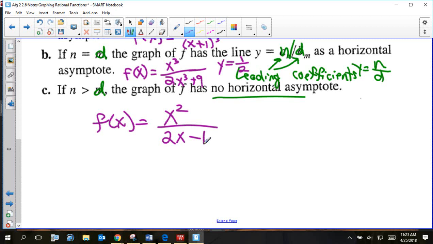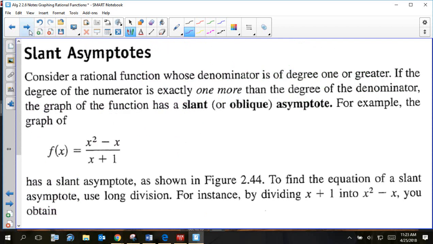Okay. So there's 3 scenarios. But C kind of goes with our next section. Slant. If we have that same scenario of C, where there's more degree on top than bottom, and it's exactly one more degree on the top than the bottom, then we have something called a slant asymptote, or you might see it called oblique. It just means diagonal, this way or that way. We're going to have a line asymptote, but it's not going to be straight up or down. It's not going to be horizontal.